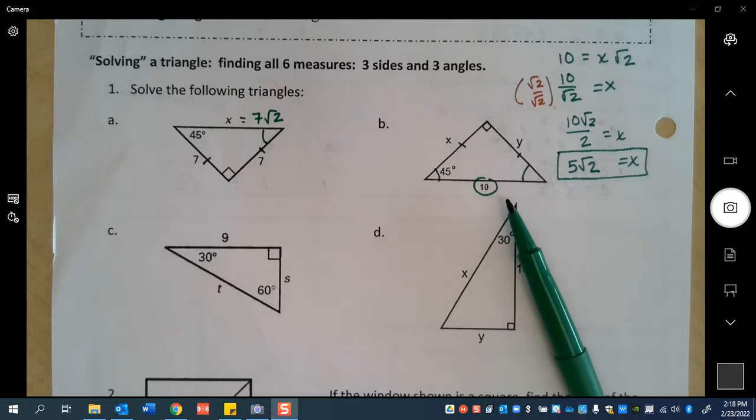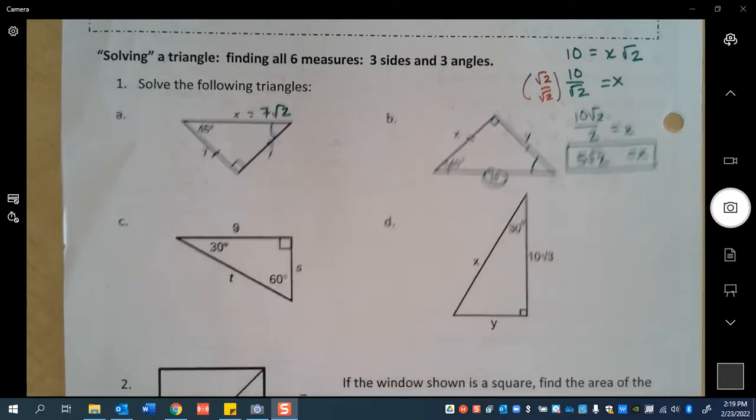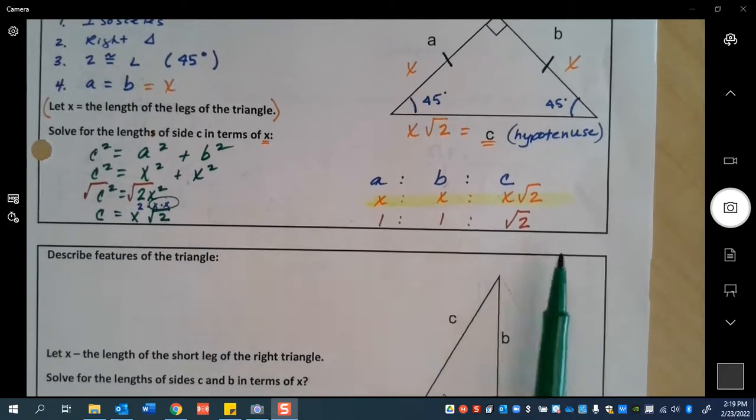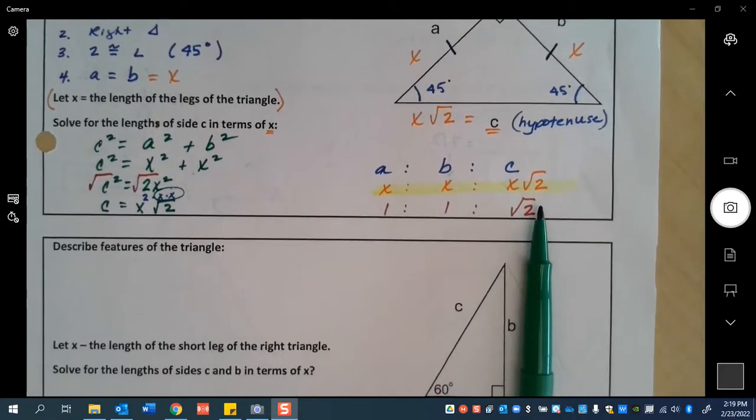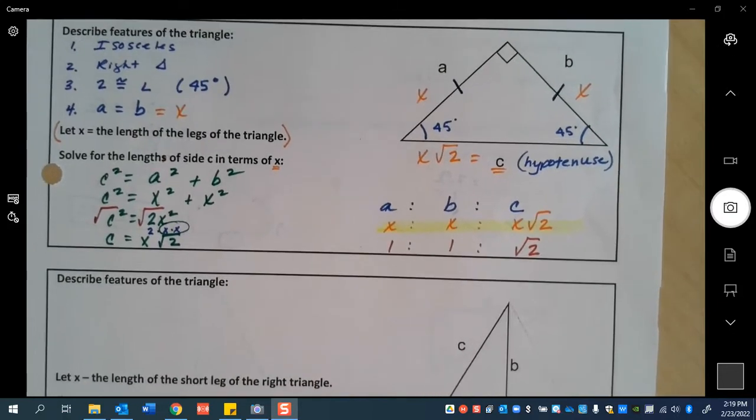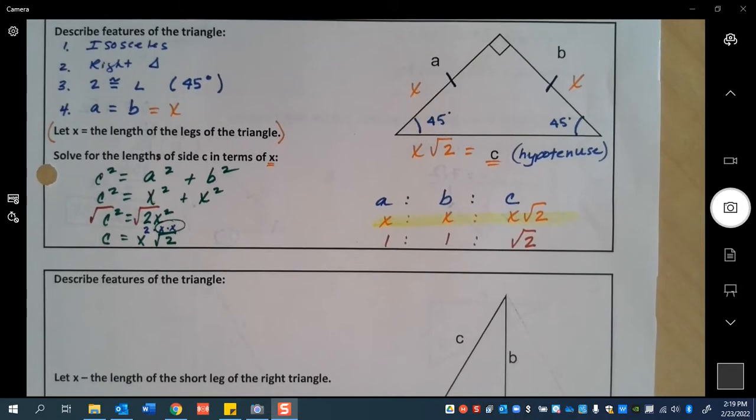I can solve for all three sides, given only one. This is what we're doing here. I can solve for all three sides, given only one, because I have this story. It's a 1 to 1 to root 2. X to x times root 2. If you give me any one side of an isosceles right triangle, I can give you the other two. Because they are similar to every other isosceles right triangle. And I can use that pattern. Sound okay?